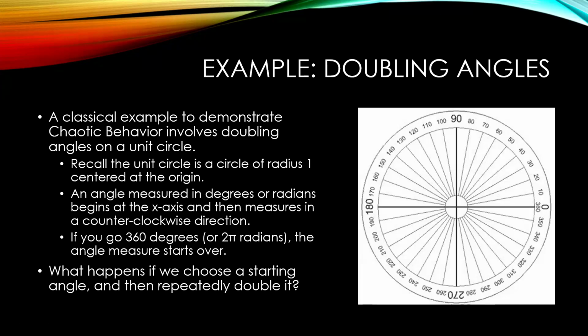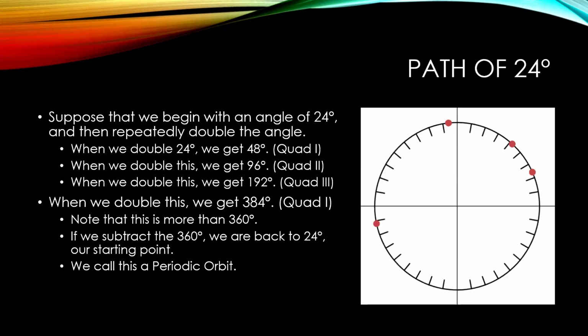What happens when we double 280? Well, we're going to get some other angle on here. And we can keep repeating this over and over and over again. And so recall the unit circle is a circle of radius 1 centered at the origin. An angle measured in degrees or radians begins at the x-axis and then measures in a counterclockwise direction. If you go 360 degrees or 2 pi radians, the angle measure starts over. What happens if we choose a starting angle and then repeatedly double it? Let's find out. And so let's start at 24 degrees.